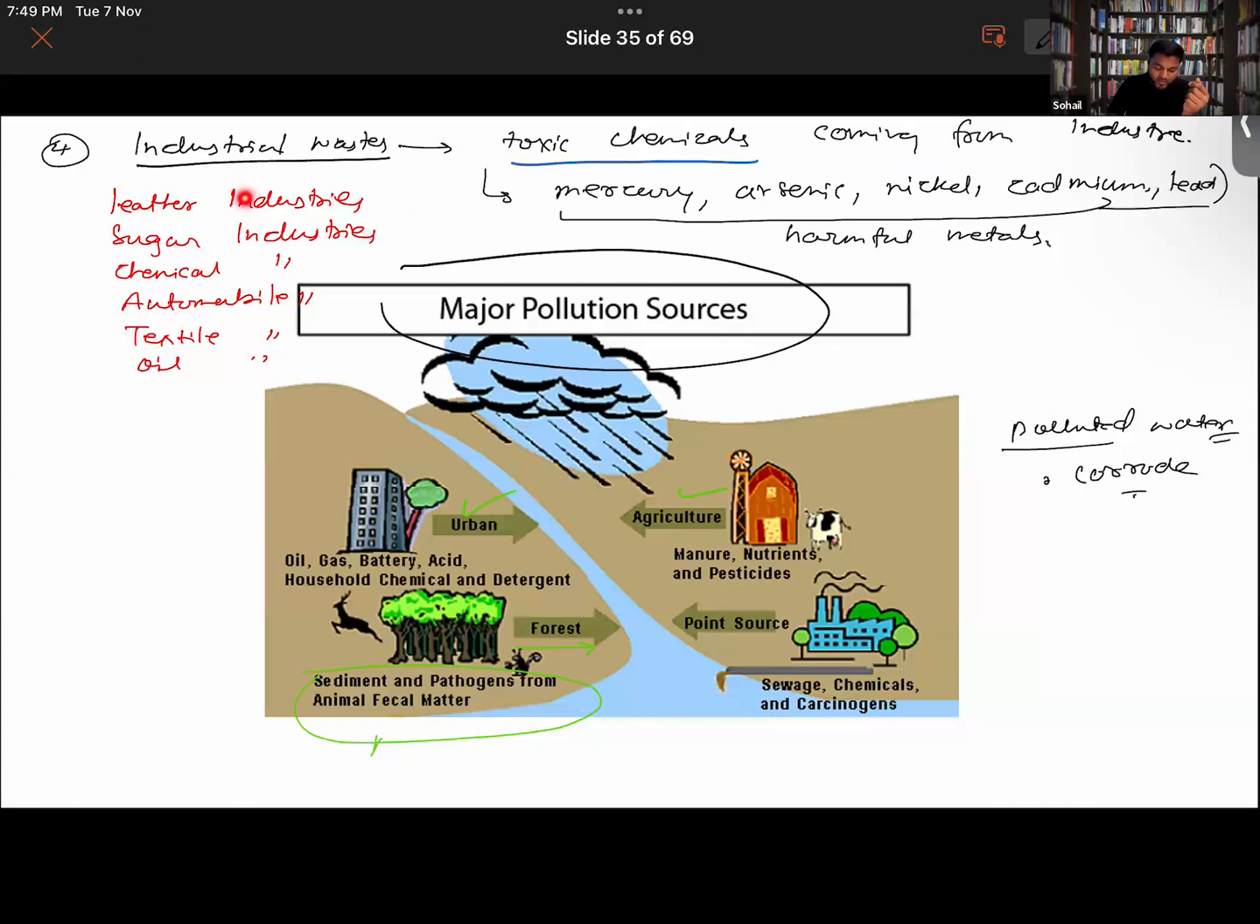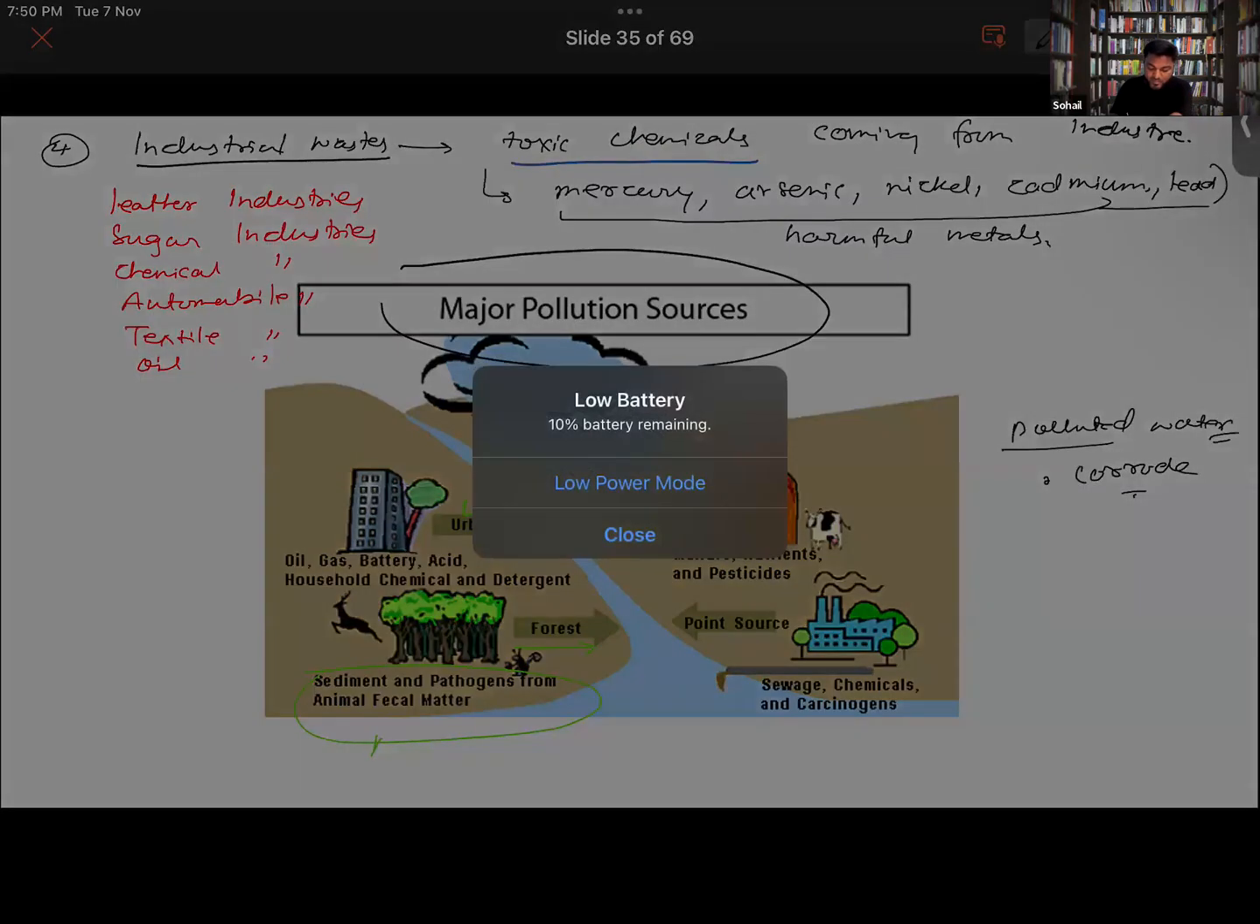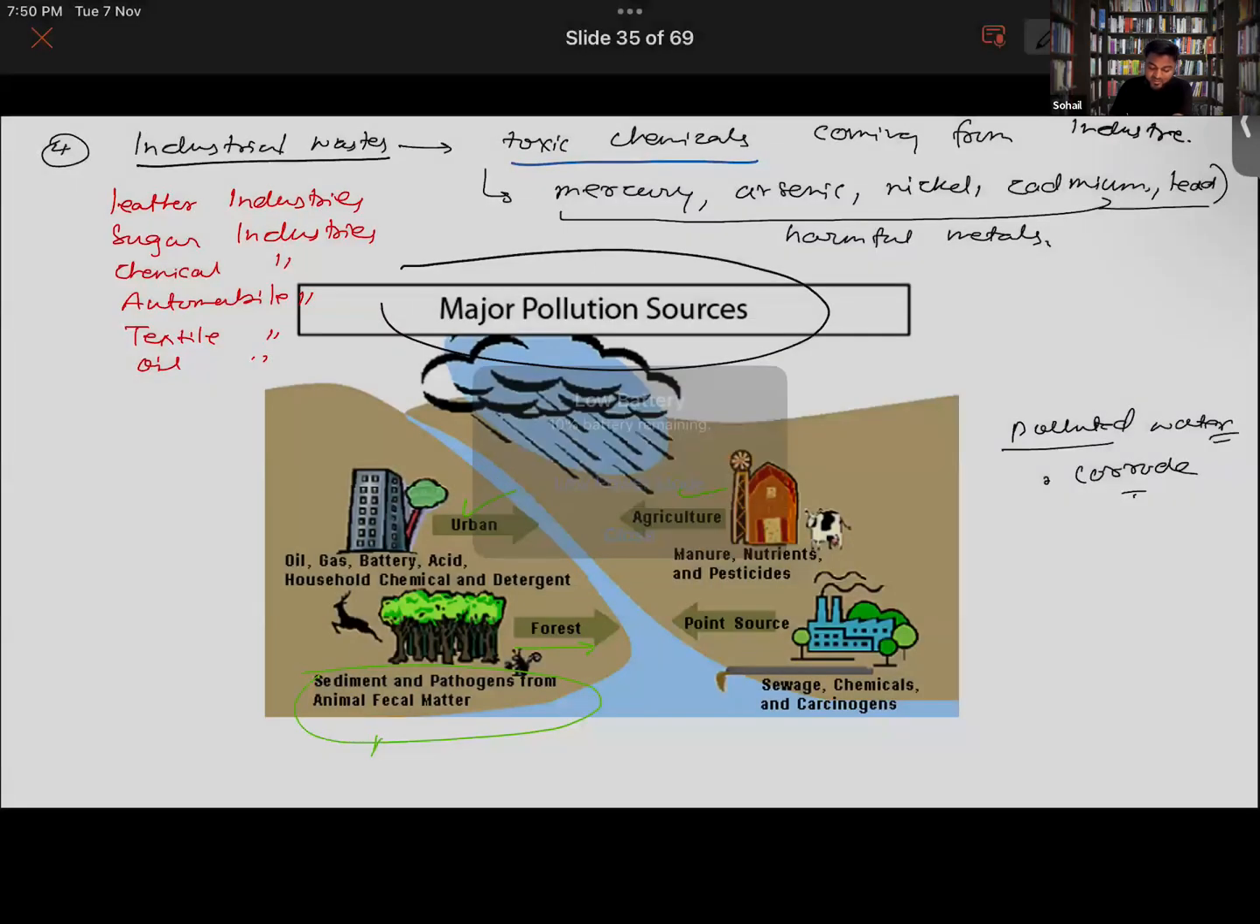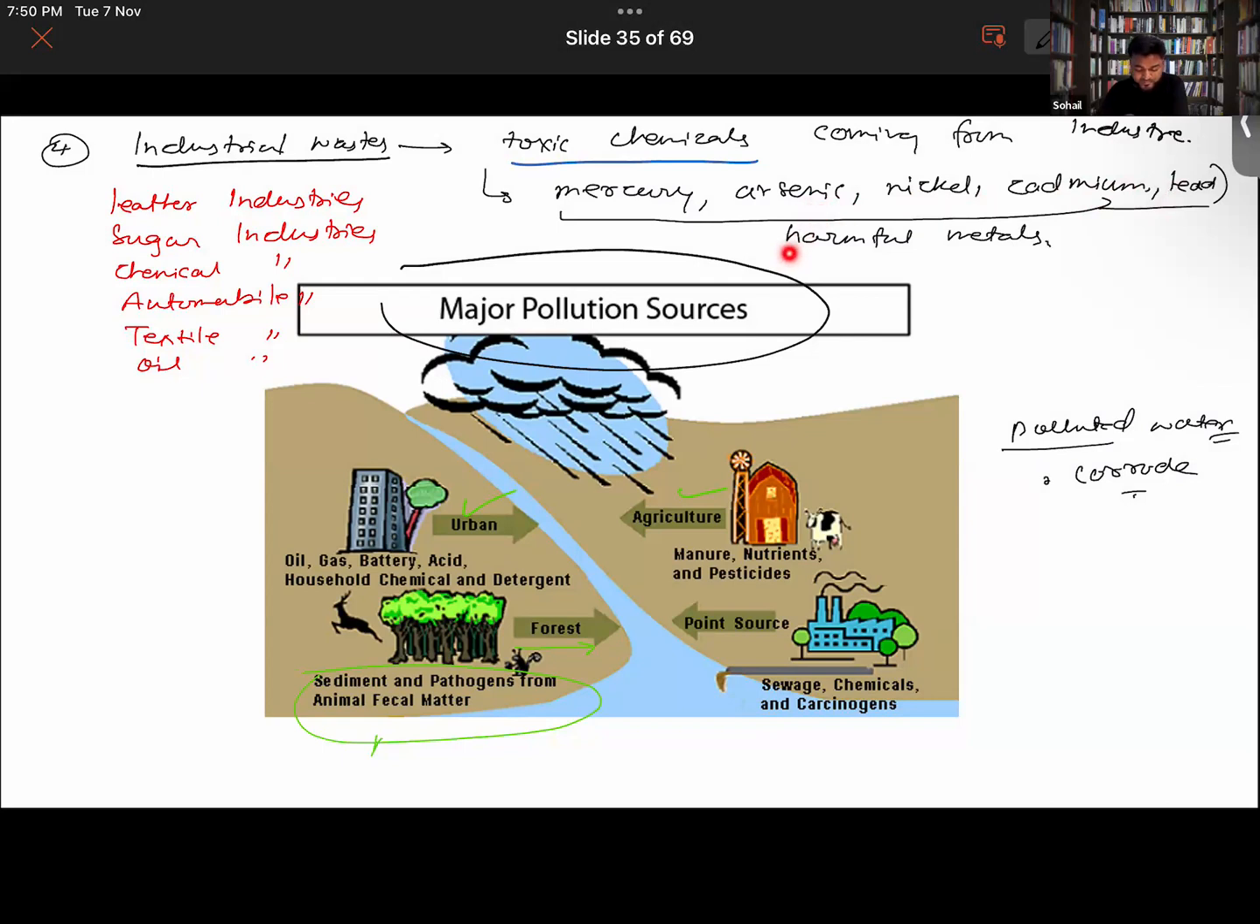And in doing so, several toxic chemicals are being released, right? Those toxic chemicals are coming from these industries, and they mainly consist of mercury, arsenic, nickel, cadmium, or lead. Now, the names of all these chemicals are what? They're actually harmful metals.